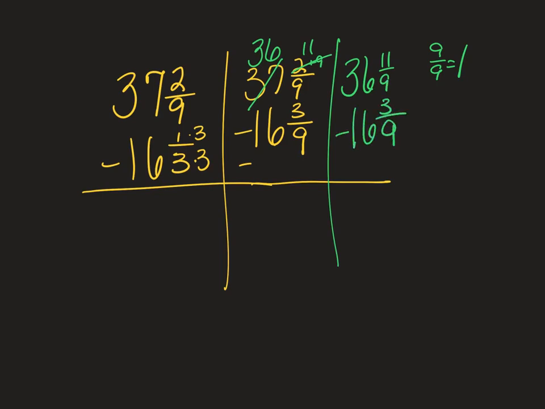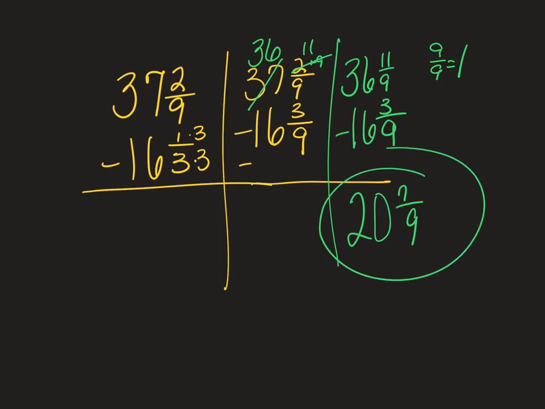Now I'm finally ready to subtract. And I'm going to get 20 and 7 over 9. And that is my answer.